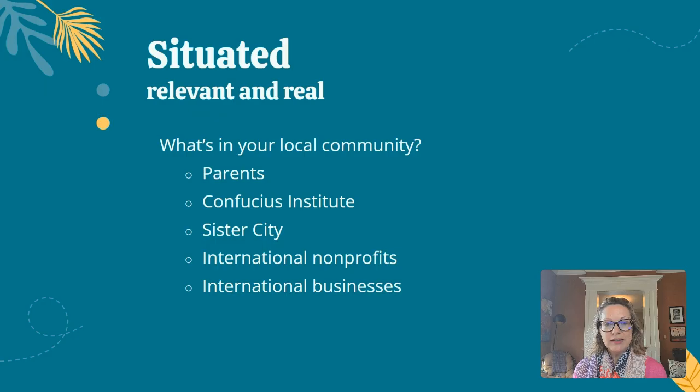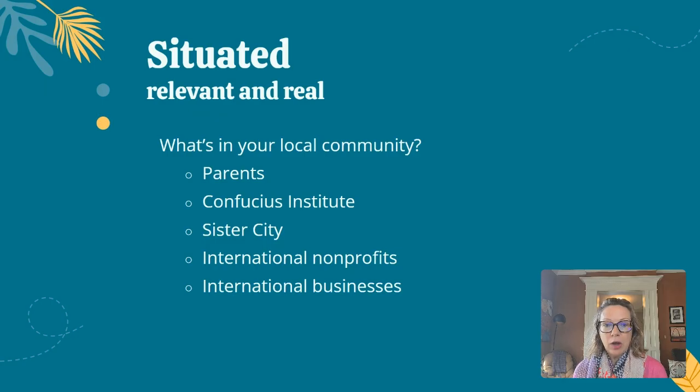The first is situated. Situated really has to do with being relevant and real. So, thinking about making learning relevant to our students always begins with relationship, as good teaching does. So, we get to know our students and we get to know about their families and communities.